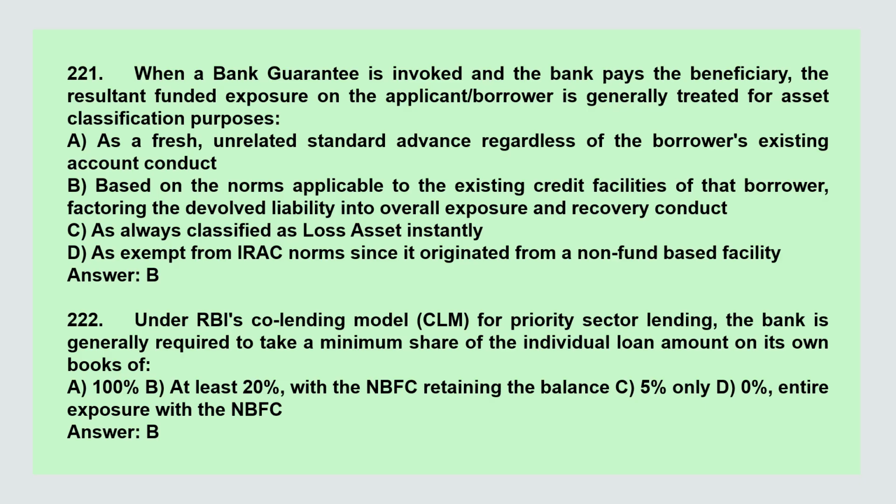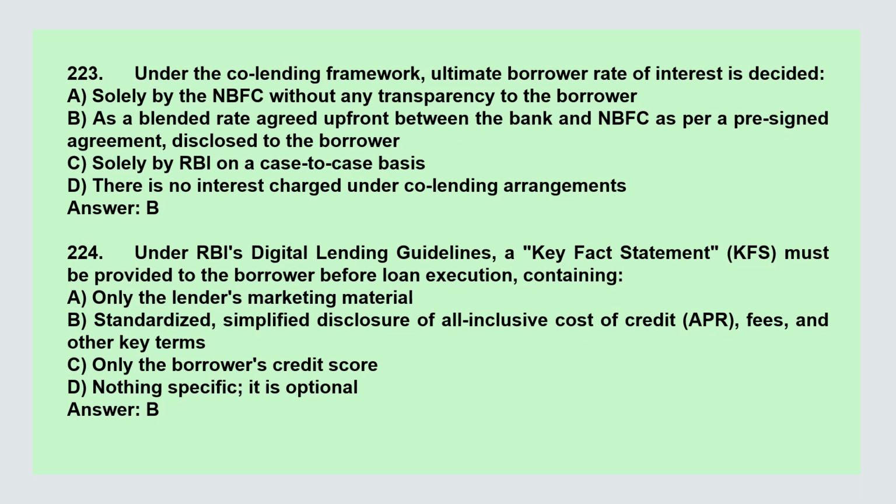Under RBI's co-lending model, for priority sector lending, the bank is generally required to take a minimum share of the individual loan amount on its own book of. Answer B: at least 20%, with the NBFC retaining the balance. Under the co-lending framework, the ultimate borrower rate of interest is decided. Answer B: as a blended rate agreed upfront between the bank and NBFC as per a pre-signed agreement disclosed to the borrower.